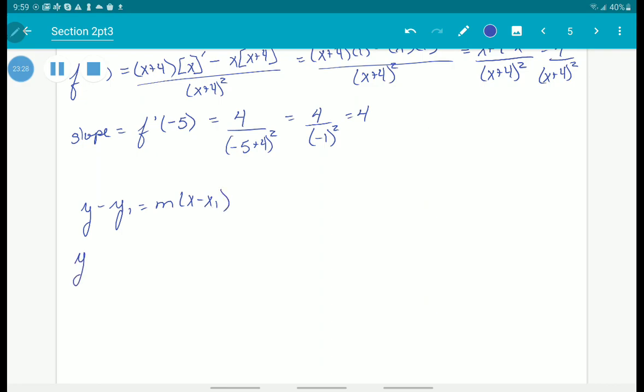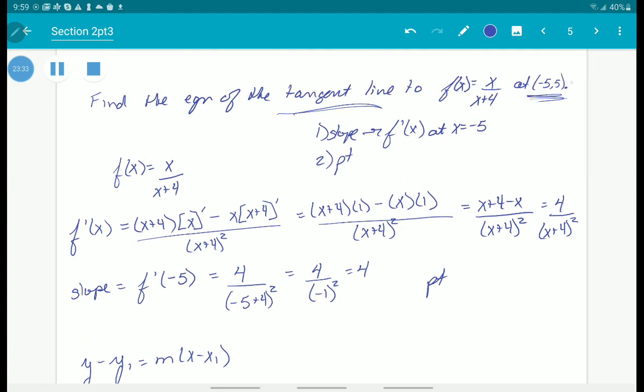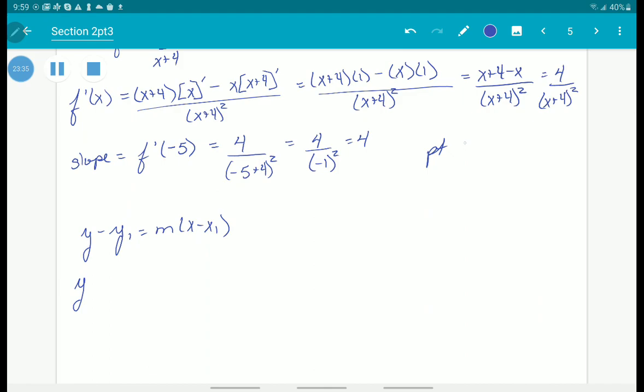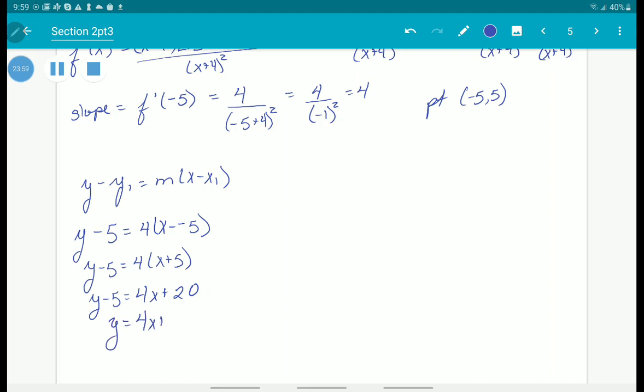I'm just going to rewrite the point down here so I don't have to keep going up: it's at -5, 5. So we have y minus y1 equals m times x minus x1. y minus 5 equals 4 times x plus 5. So y minus 5 equals 4x plus 20, and y is going to be equal to 4x plus 25. So there is our tangent line to this graph at the point -5, 5.